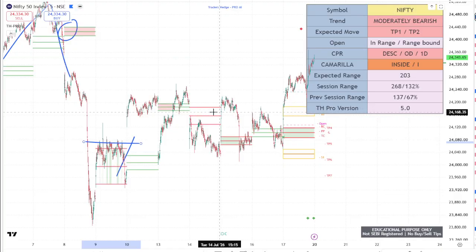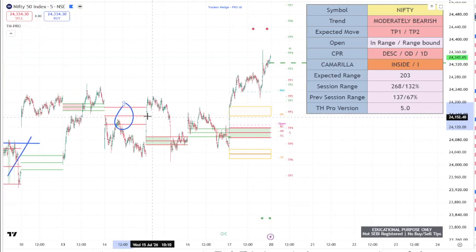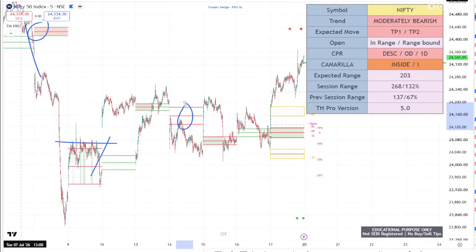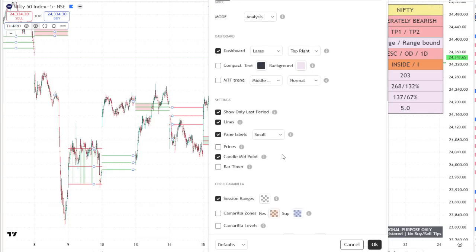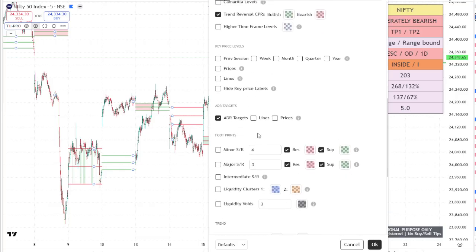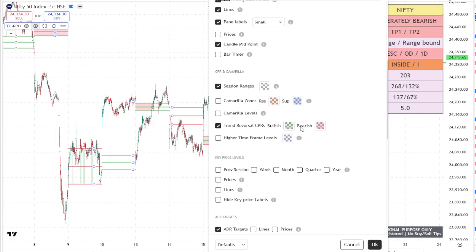And again you can see this around here, we got a bearish CPR, a descending CPR, and again the trend has changed. So this is what this feature in the indicator does, this part, the trend reversal CPR's colors. If you want, you can customize them to a color you like. Okay, so that is that part of it.